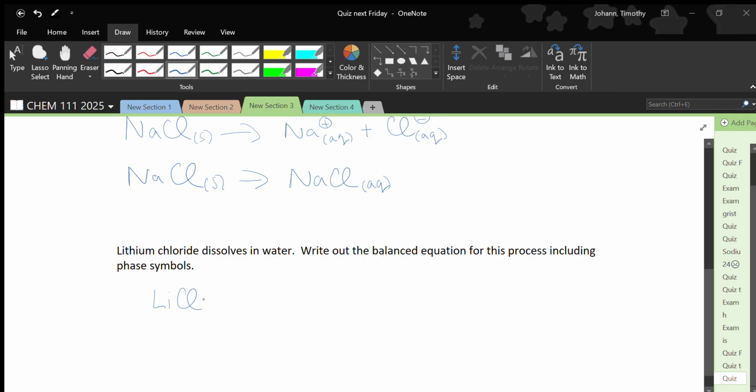chloride. It's dissolving in water, so we can assume it's a solid, though maybe you wouldn't know that, so I would probably specify it's a solid. But it dissolves in water, so if I write lithium chloride over here, what phase symbol do I put with it? aq, right. Dissolved, that's what dissolve in water means.